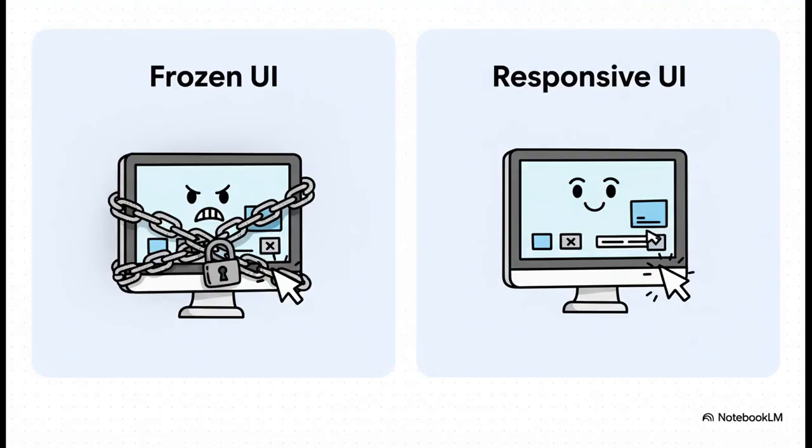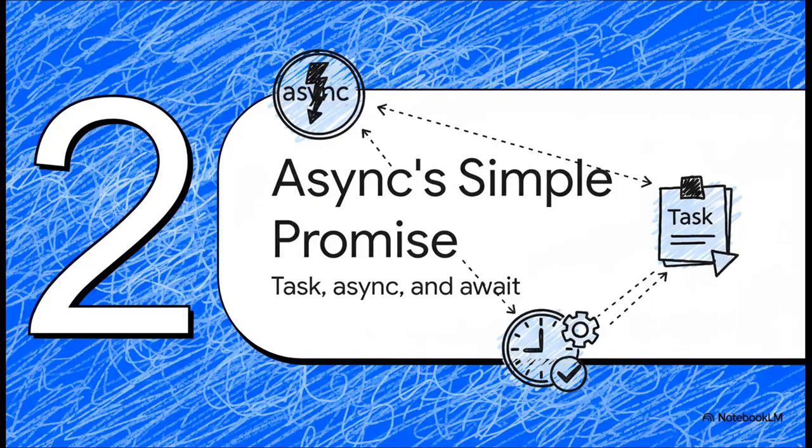This slide, right here, shows the two different worlds we can live in. On the left, you've got that frozen UI. The main thread is basically being held hostage by some long-running task. The user can't do anything. But over on the right, that's where we want to be, a responsive UI. The main thread is free, so the user can keep on clicking and scrolling. And the secret to getting there? Waiting asynchronously.